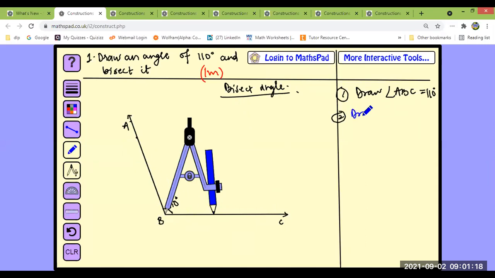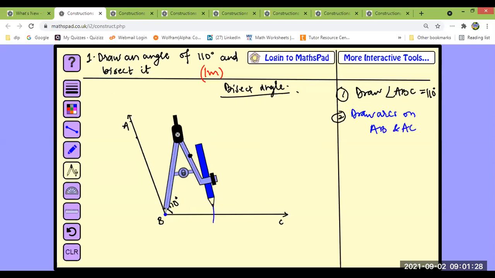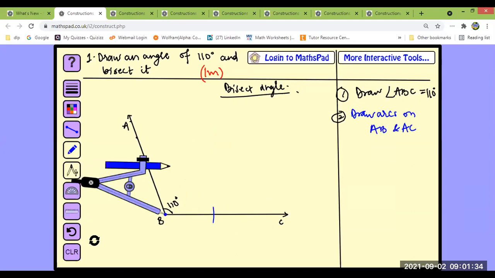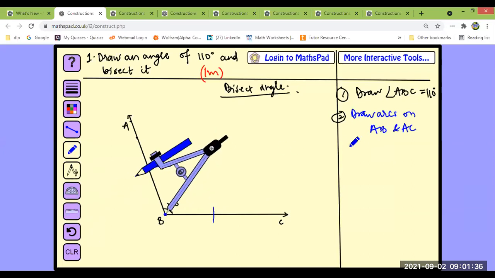So step 2, draw arcs on AB and BC. Okay, so see, notice here I have drawn first arc on BC. Now I'll draw one arc on AB. Like this. Okay. Step 3.